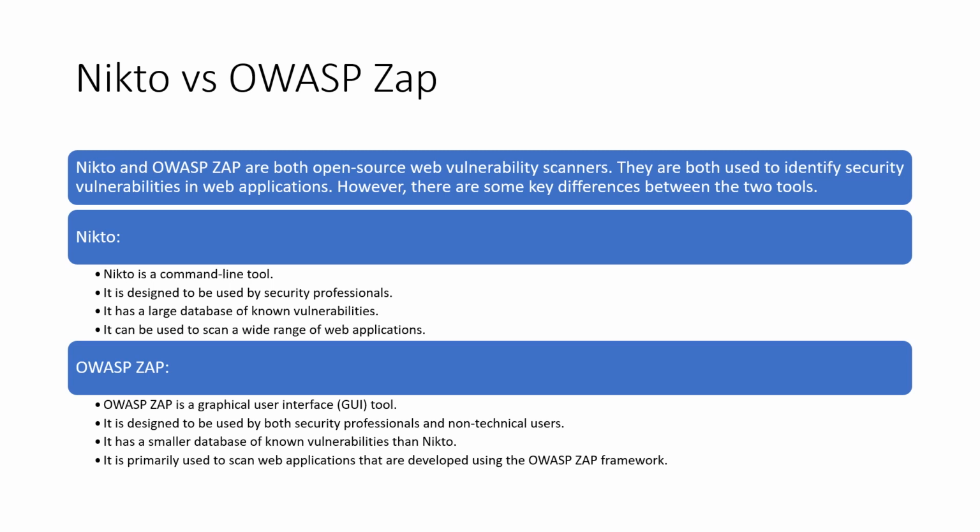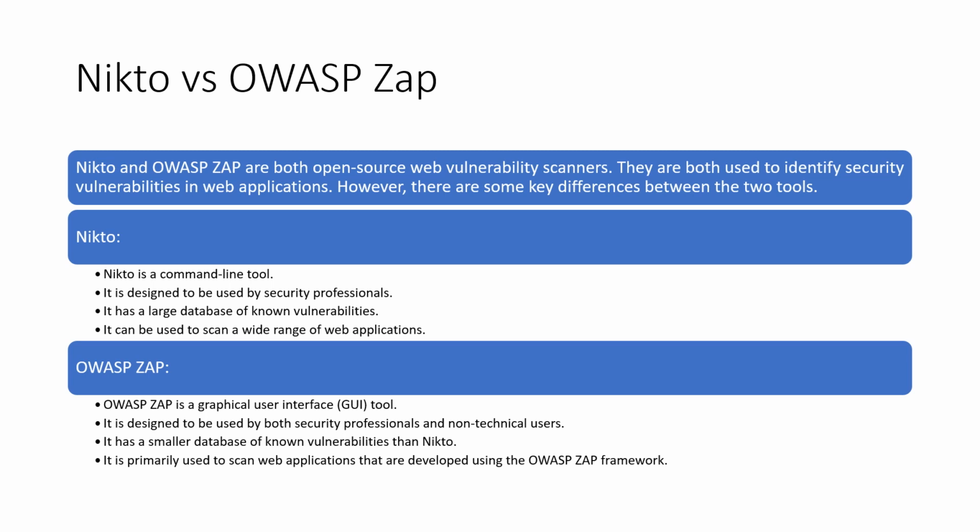Nikto is a command line tool. It's designed to be used by security professionals. It has a large database of known vulnerabilities, and it can also be used to scan a wide range of web applications. OWASP ZAP is a graphical user interface GUI tool designed to be used by both security professionals and non-technical users. So if you just want to do a scan, you can do that. I thought they were both very easy to use.